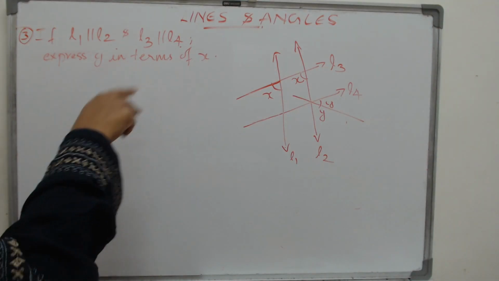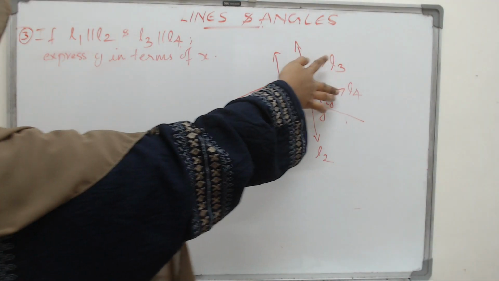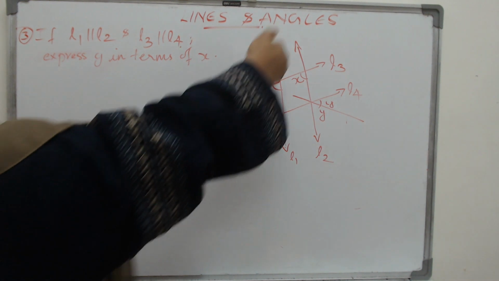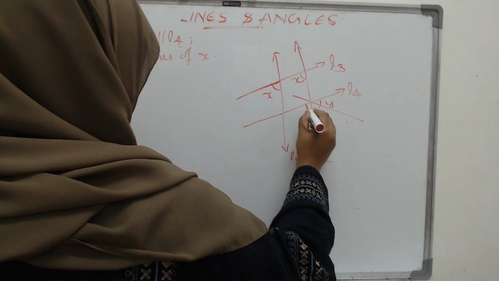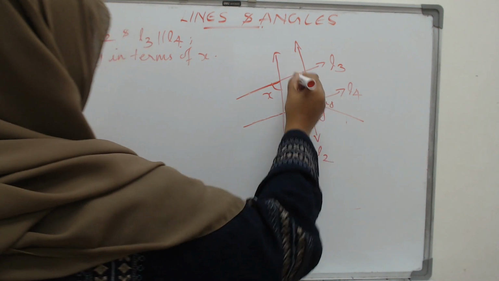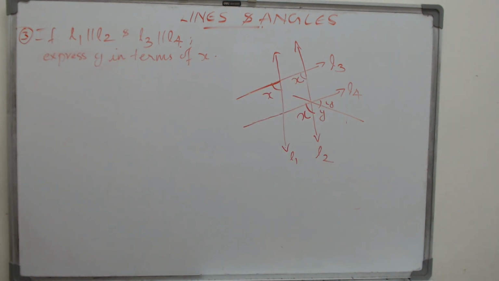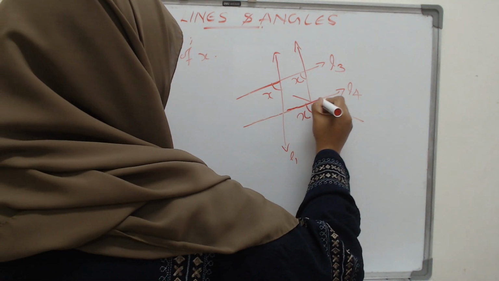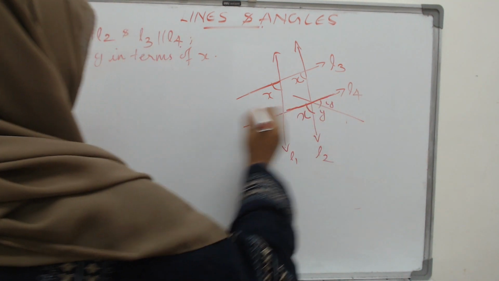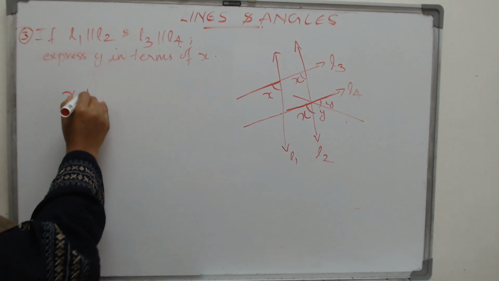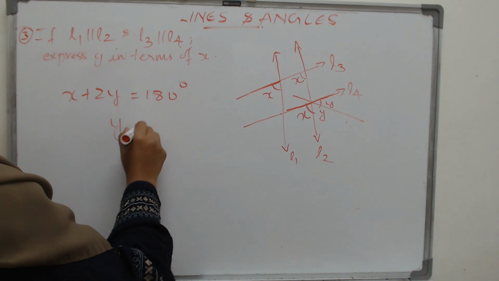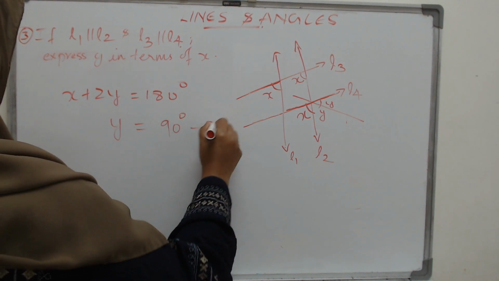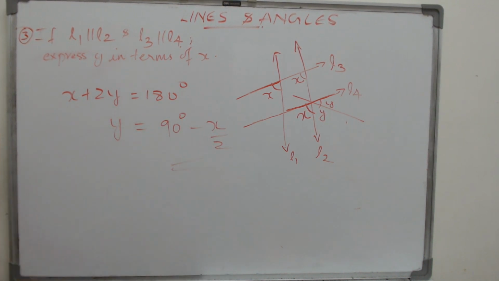Now consider the next set of parallel lines, which is L3 and L4, and consider this to be the transversal that cuts them. Then again here these two will be same, because again you have corresponding angles. But then look at this. What you have is a very beautiful straight line, which means X plus 2y is equal to 180, or in other words, y is equal to 90 degrees minus x by 2. This is your answer.